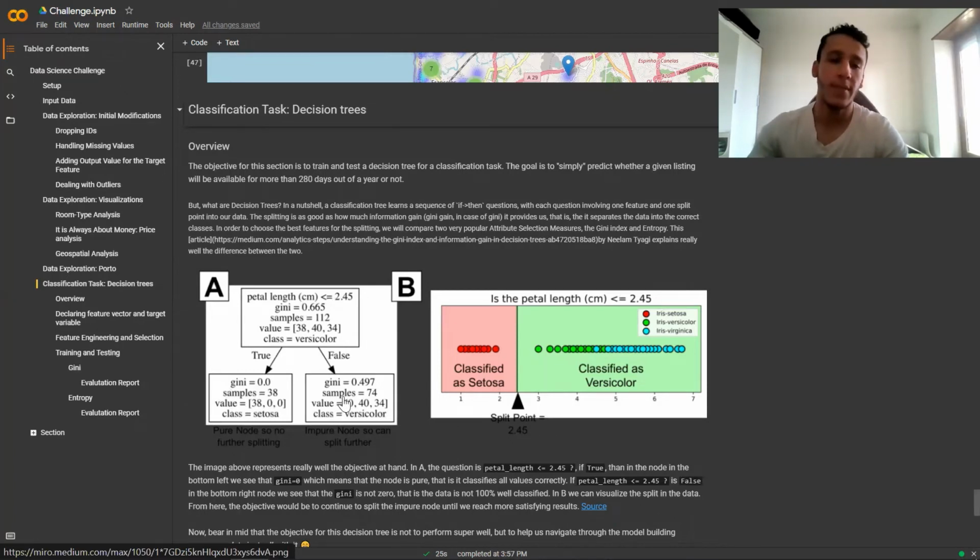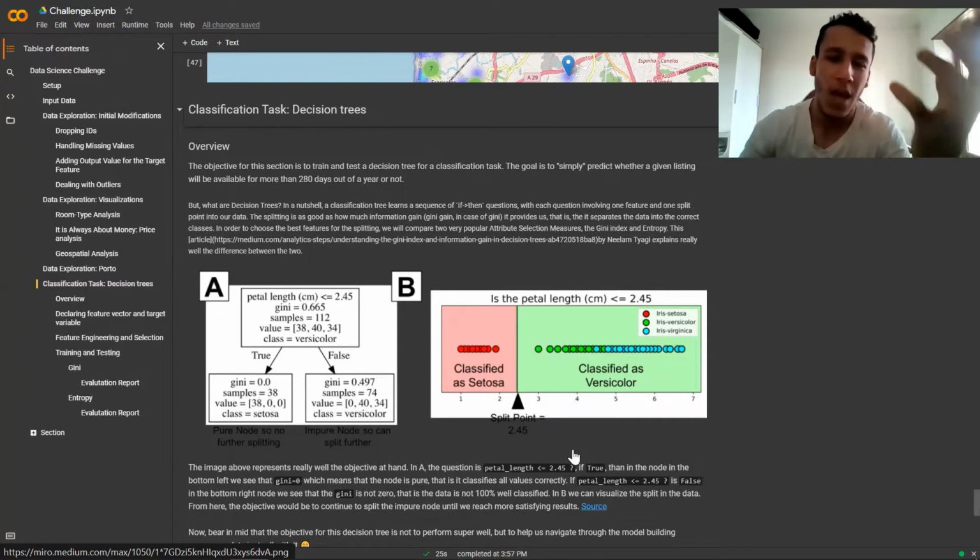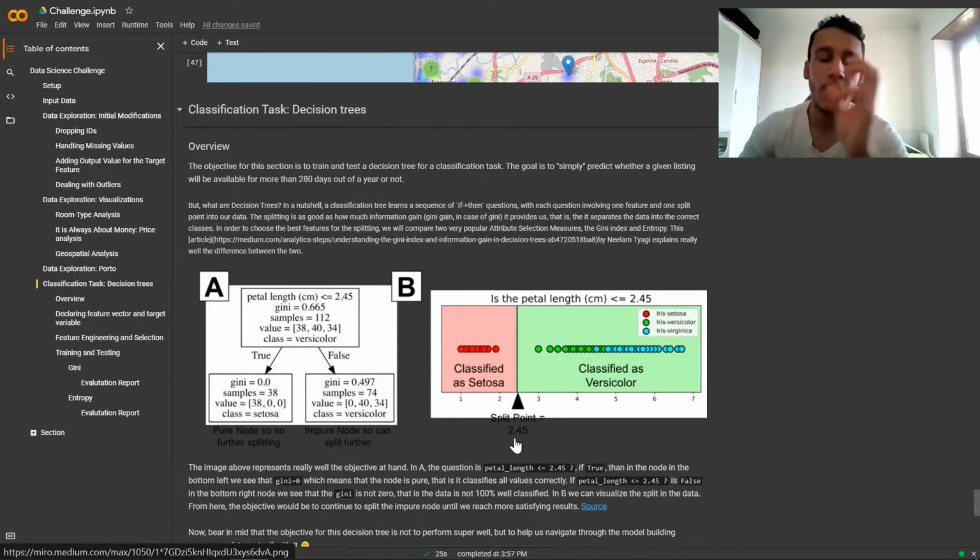So it's perfect. It's clear and it's a good classification. Then we have the rest, which is not perfectly classified, and the Gini impurity is 0.497. So what is this split? How can we visualize the split? How can we have an intuitive notion? It's easy. 2.45 divides our data, and all our Iris setosa goes into the left part, and the rest, which is Iris versicolor and virginica, goes to the right.